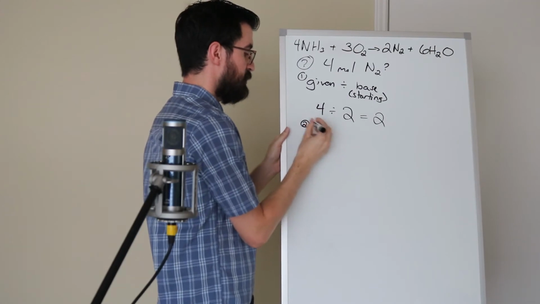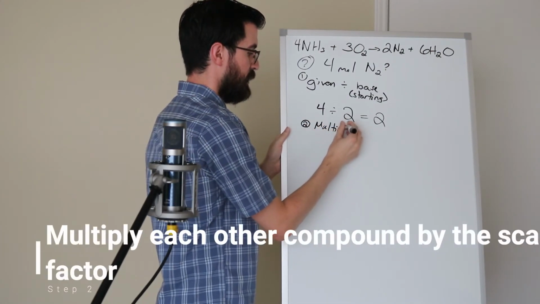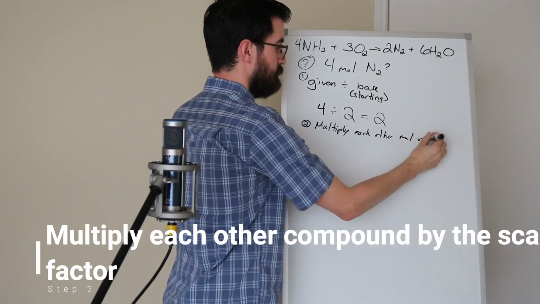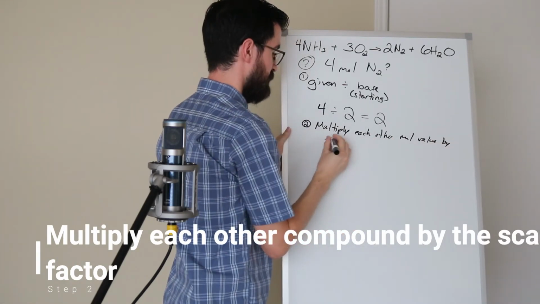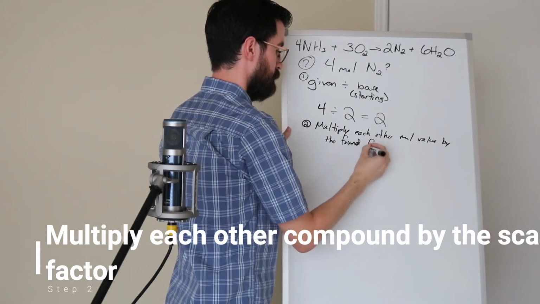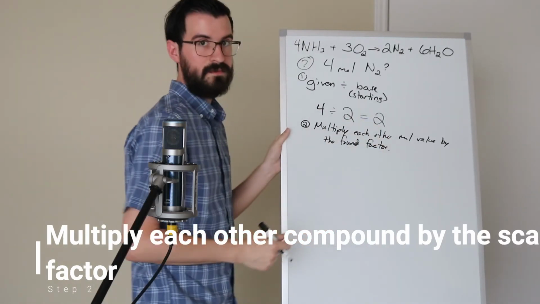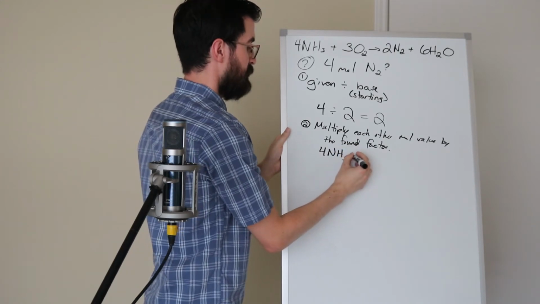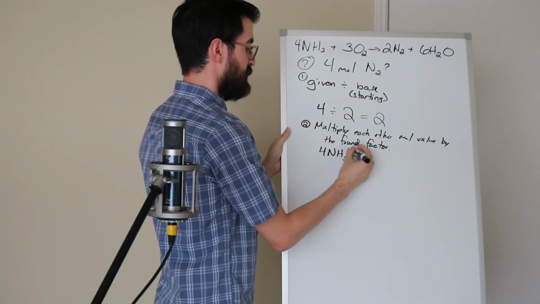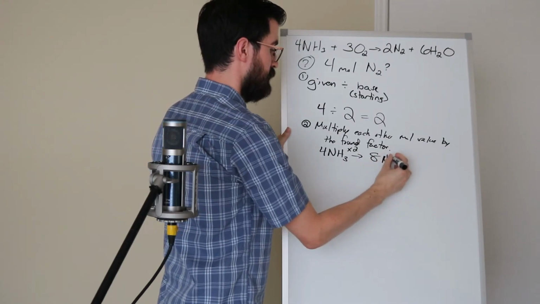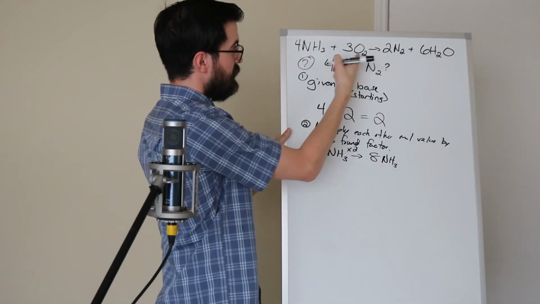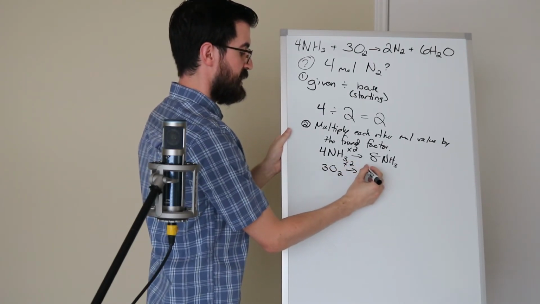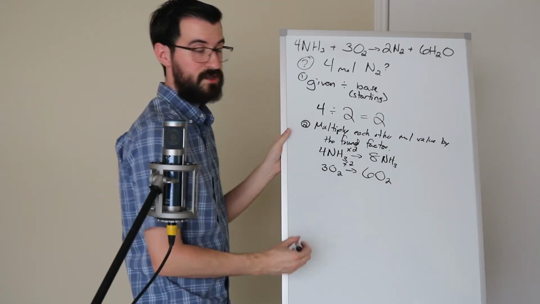Then my second step will be to multiply each other mole value by the found factor, 2. So I've got 4 moles of ammonia. If I multiply by 2, that gives me 8 moles of ammonia. I've got 3 moles of oxygen. I multiply by 2, and that gives me 6 moles of oxygen.